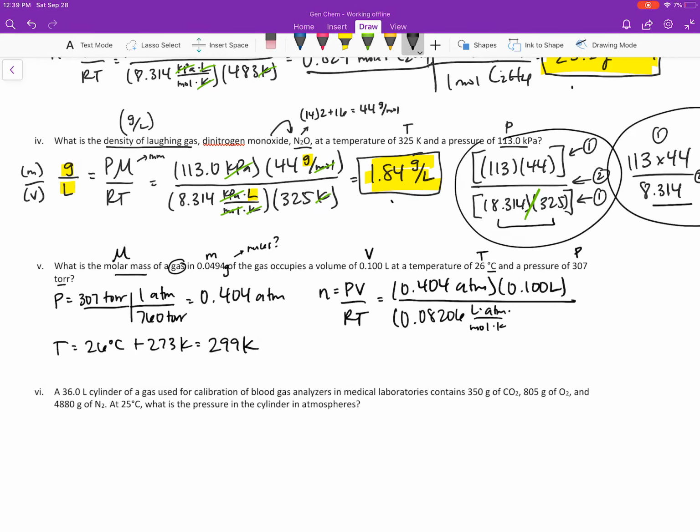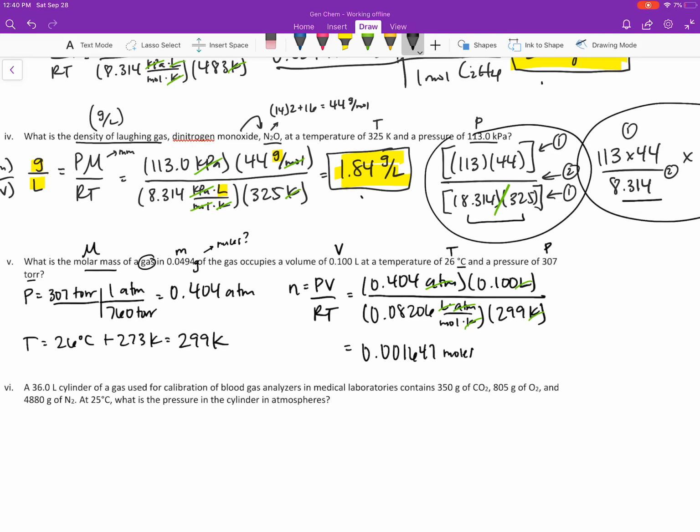So we have to remind ourselves why we're using R, this version of R, and it's because the pressure is in atmospheres and we need them to cancel out. And they will not cancel out if we don't have the same units of atmospheres and kilopascals of pressure. So atmospheres, liters, Kelvin. It's going to leave me with the units of moles, which is great because that's what I need. So when I do the math correctly in my calculator, I should get 0.001647 moles. Remember, this is an intermediate answer.